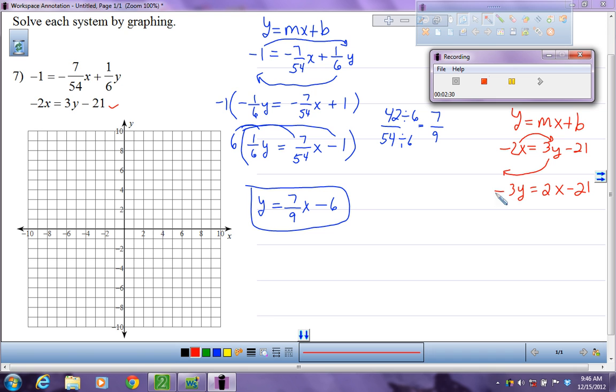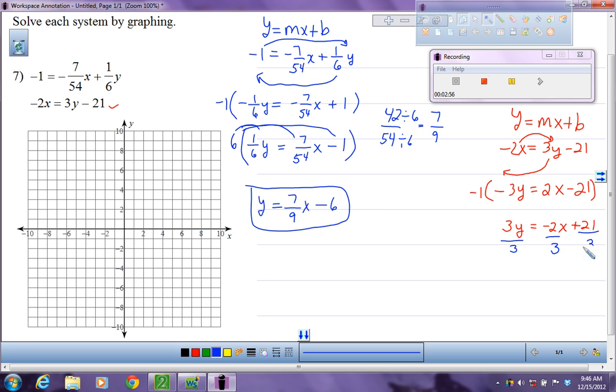Now, since my y is negative, I'm going to multiply everything by negative 1, or cambio el mundo, right? So that just changes everything. All these signs change. Okay? And then you leave the y as a positive 1 by dividing by 3. So we end up with positive y, or 1y. Here it becomes negative 2/3 x, and then plus 7. And that's the second one.